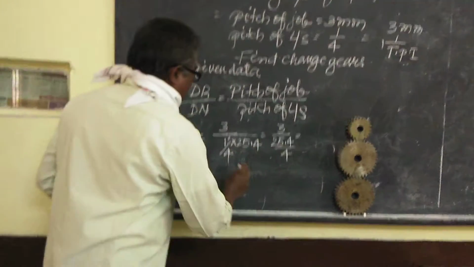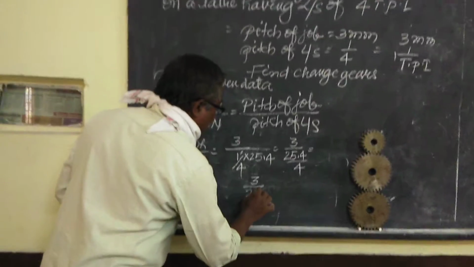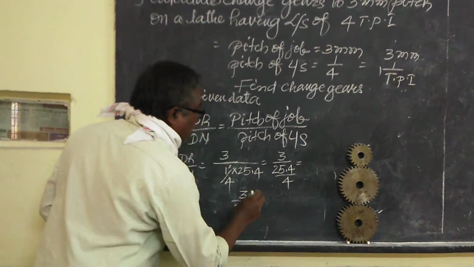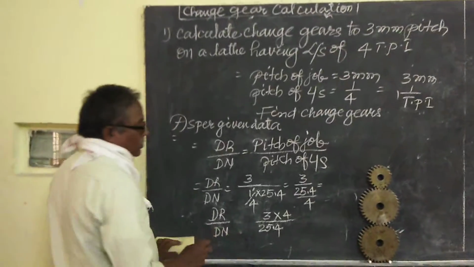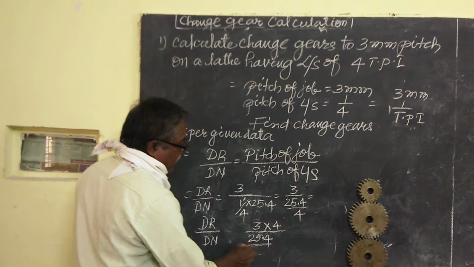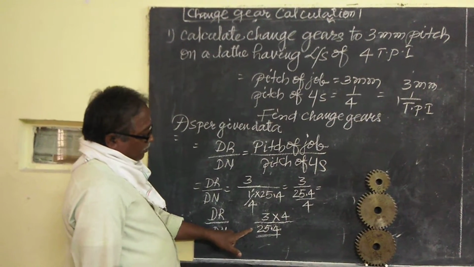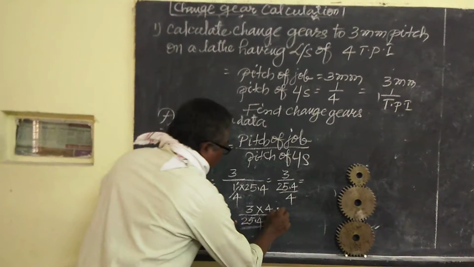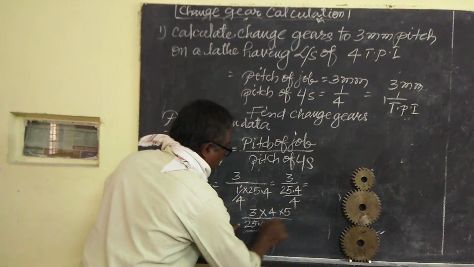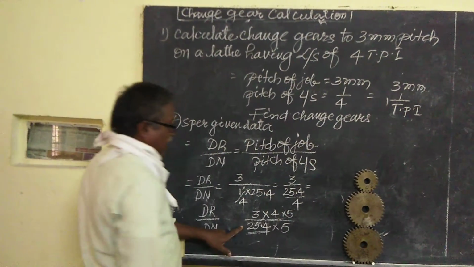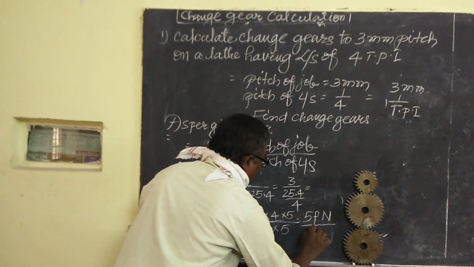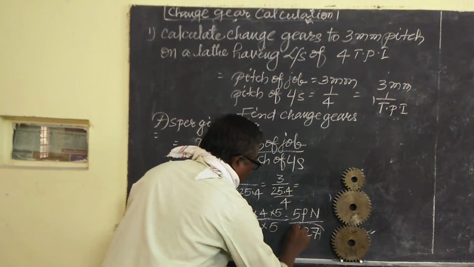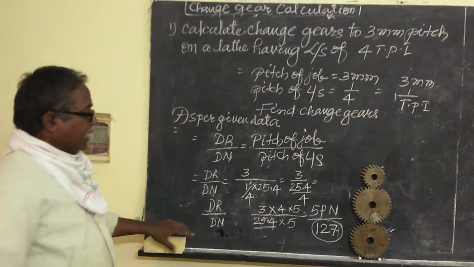Then here 3/2, 25.4 into 4. This 4 has gone up now. dr by dn. Now this 25.4 is a fraction. To make it into a round figure, we multiply both numerator and denominator by 5. That becomes 5pn by 127. This 127 is the translating gear.